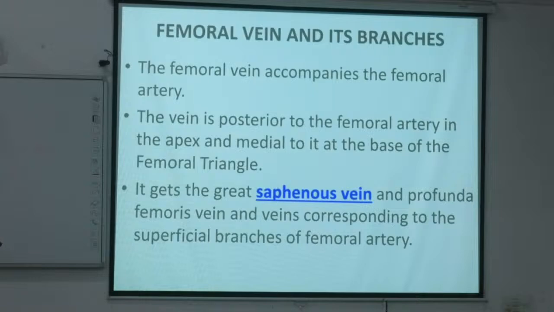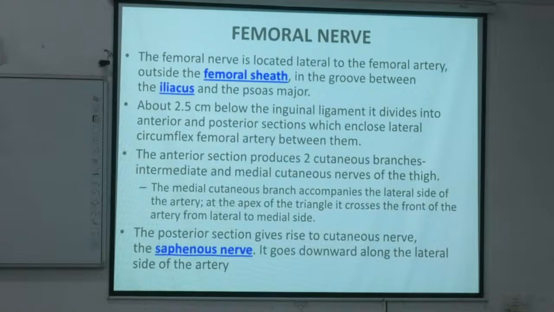Next, we will discuss the femoral vein. The femoral vein accompanies the femoral artery, and the vein is posterior to the femoral artery near the apex and medial to it at the base of the femoral triangle. And it receives the great saphenous vein and the profunda femoris vein, corresponding to the branches of the femoral artery. Okay, all these veins are tributaries.